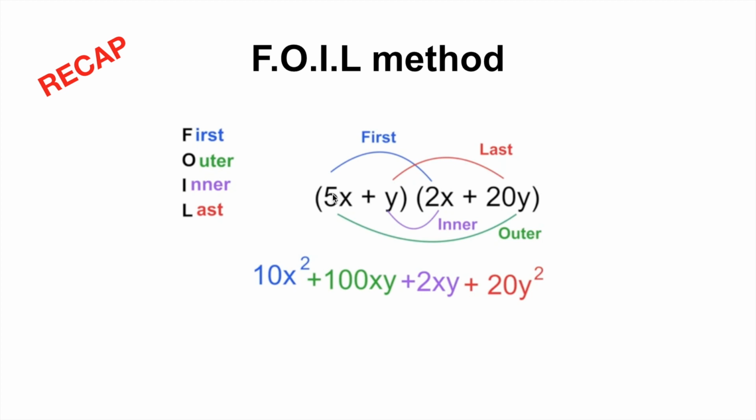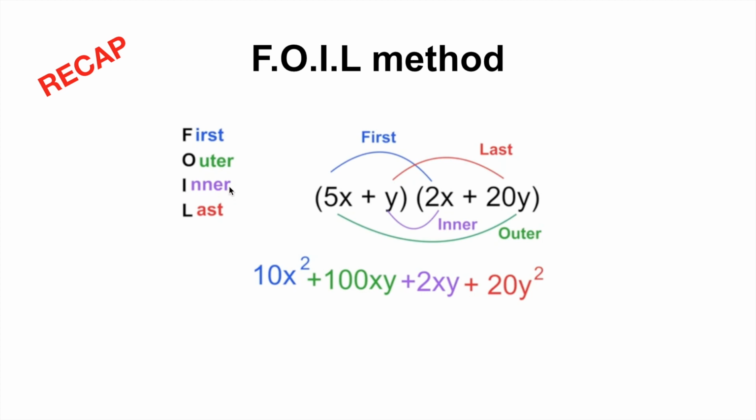Okay, so first, which is here in blue, you would multiply the first two numbers, so 5x multiplied by 2x, and that gives you 10x squared, as you can see here. Then the second letter is outer, so you would look at the outer two numbers, 5x and 20y. Multiplied together, that would give you 100xy.